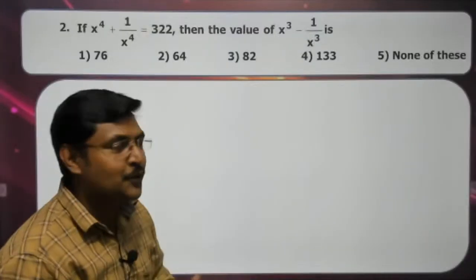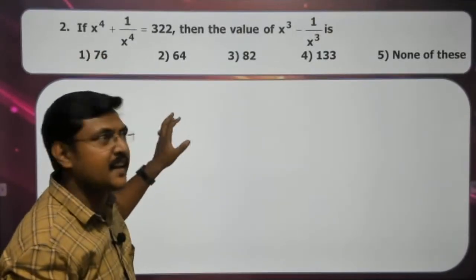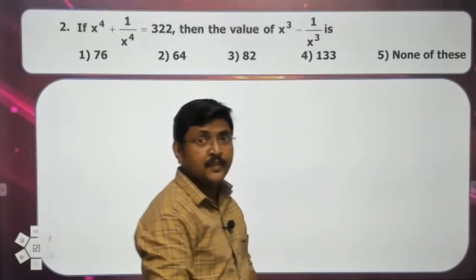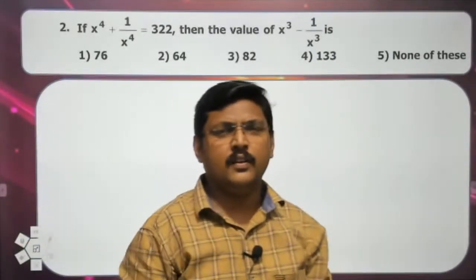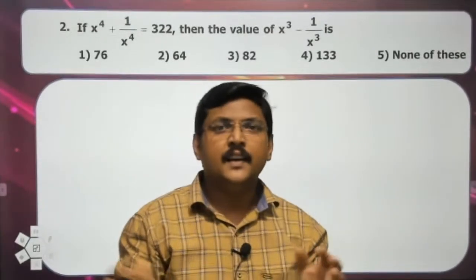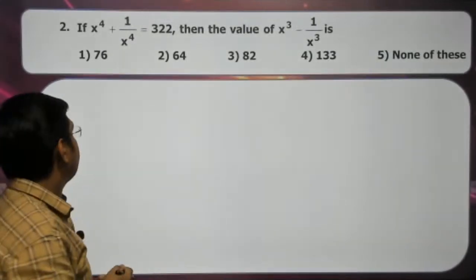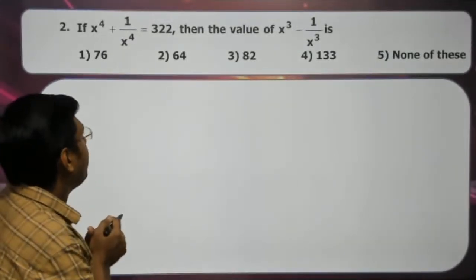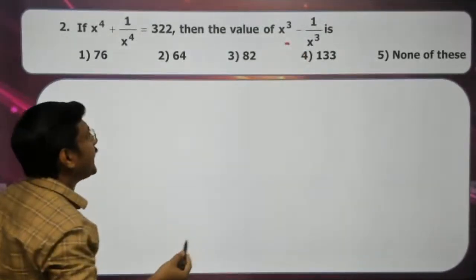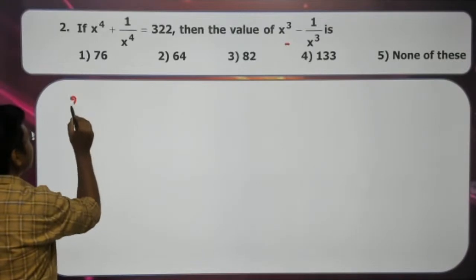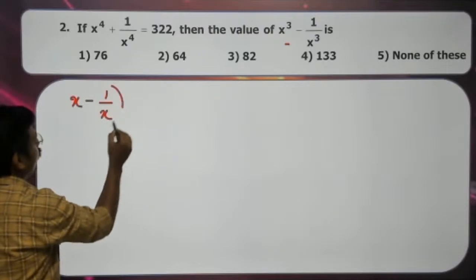So we need to find x cube minus 1 by x cube, and an if condition is given, but we can't directly take that if condition and find this answer, x cube minus 1 by x cube. If it is asked to find x square minus 1 by x square, or x square plus 1 by x square, like that, then it is okay. But if we need to find x cube minus 1 by x cube, listen, here what I am going to do is, first of all, in order to find this, I am thinking like this: what is (x minus 1 by x) the whole cube?